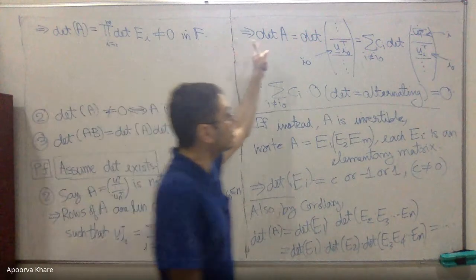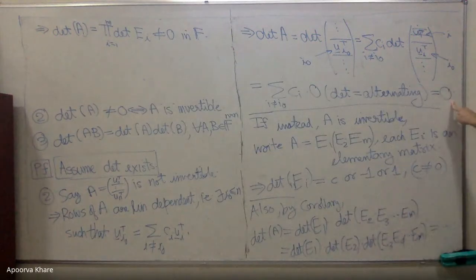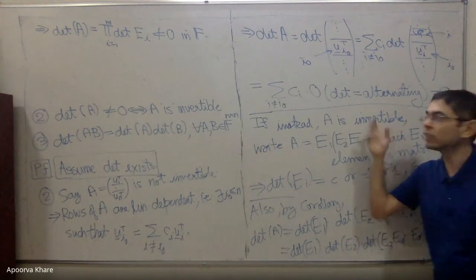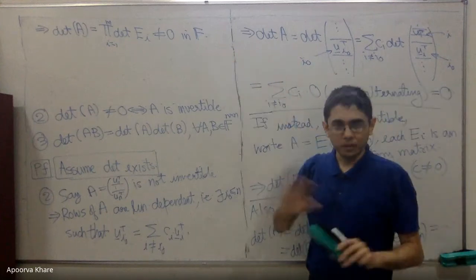If A is singular, then the determinant must be 0. If A is invertible, or non-singular, the determinant is non-zero. That's the proof of part 2.